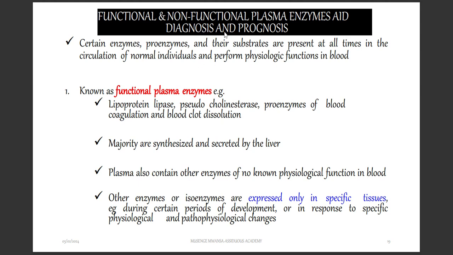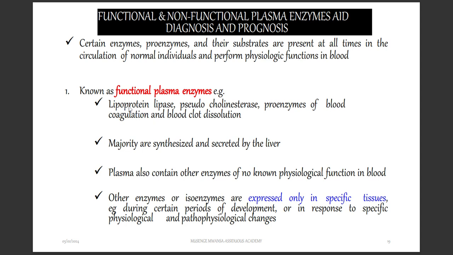So let's talk about functional and non-functional plasma enzymes, which are going to aid in diagnosis and prognosis. Certain enzymes, proenzymes and their substrates are present in the circulation of normal individuals. Some enzymes you always find in you normally at physiological function. Every time you hear of physiology, it means the way the body normally functions. So some enzymes are always present in the body. Immediately you don't see them, you know that there is a problem because they're always supposed to be there. Those are known as functional plasma enzymes.